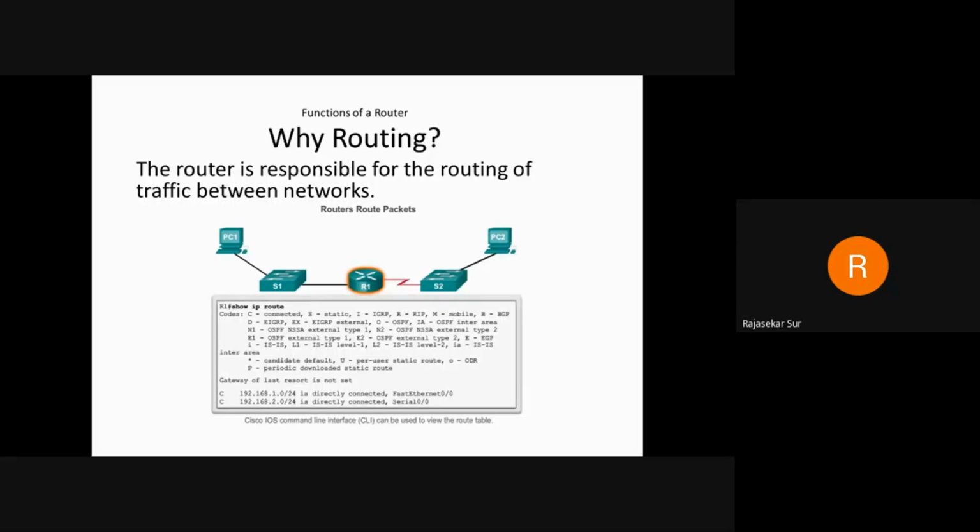See, there are two networks available. 192.168.1.0 is the first network. 192.168.2.0 is the second network. So two networks are directly connected in this router. This is the 192.168.1.0 network, and this is the 192.168.2.0 network. So two networks are directly connected with Router 1. This is what we understand from this particular slide.